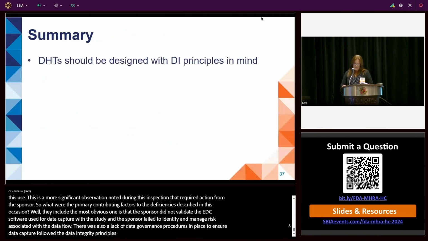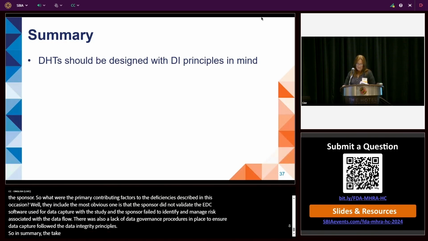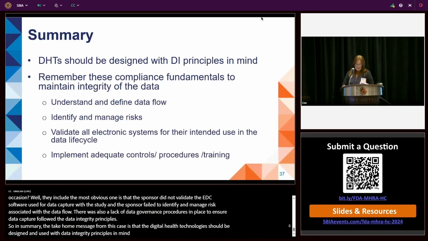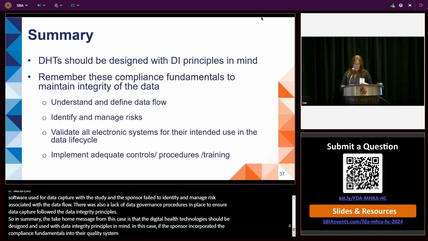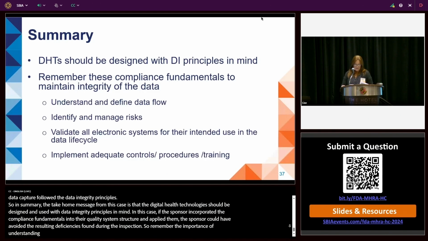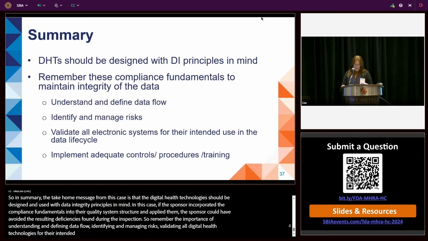So in summary, the take-home message from this case is that digital health technologies should be designed and used with data integrity principles in mind. In this case, if the sponsor had incorporated some of the compliance fundamentals we discussed into their quality system structure and applied them, the sponsor could have avoided some of the resulting deficiencies found during the inspection. So remember the importance of understanding and defining data flow, identifying and managing risks, validating all digital health technologies for their intended use, and implementing adequate controls, including comprehensive quality system procedures and training.